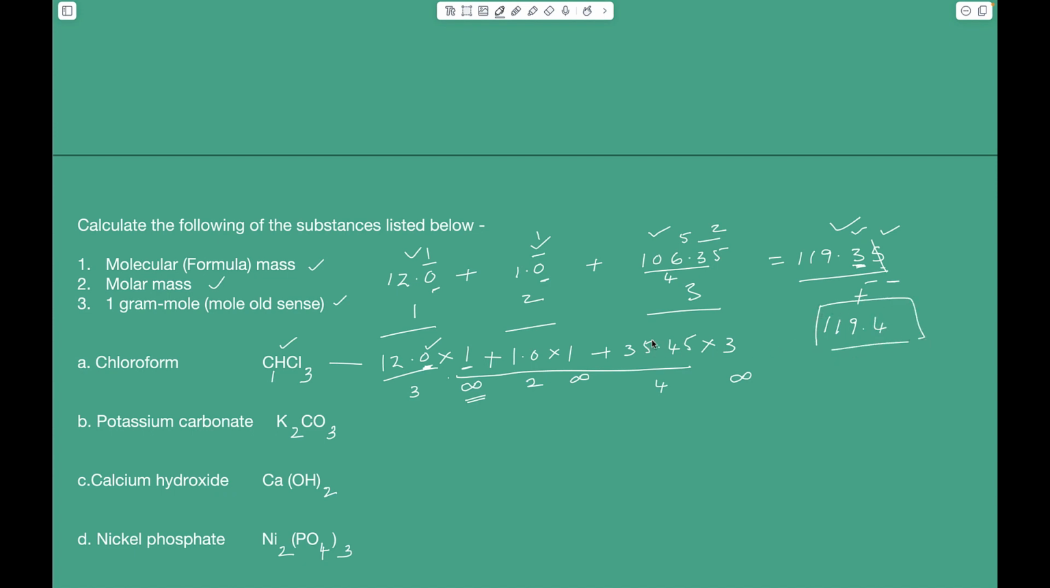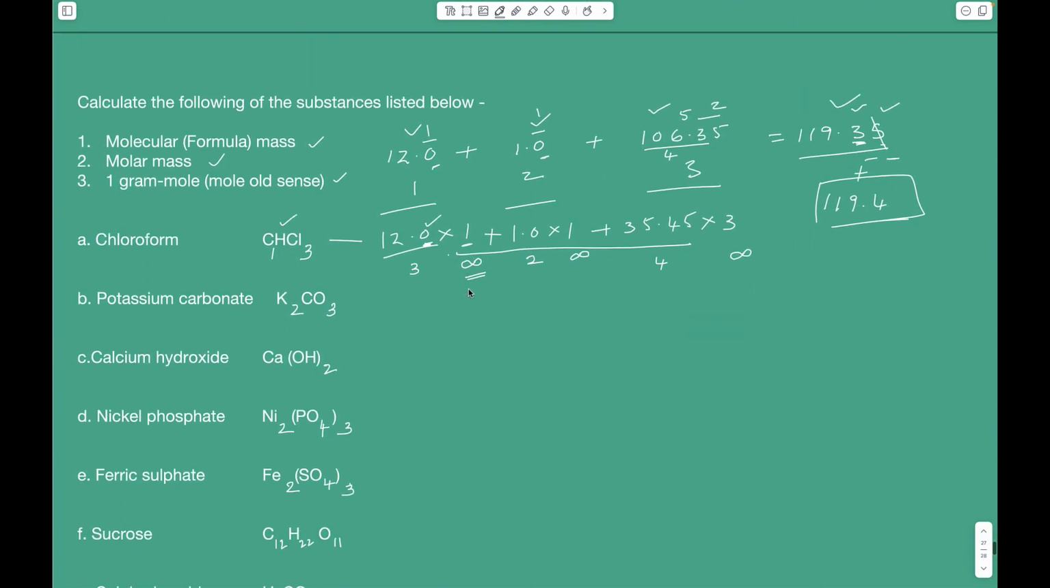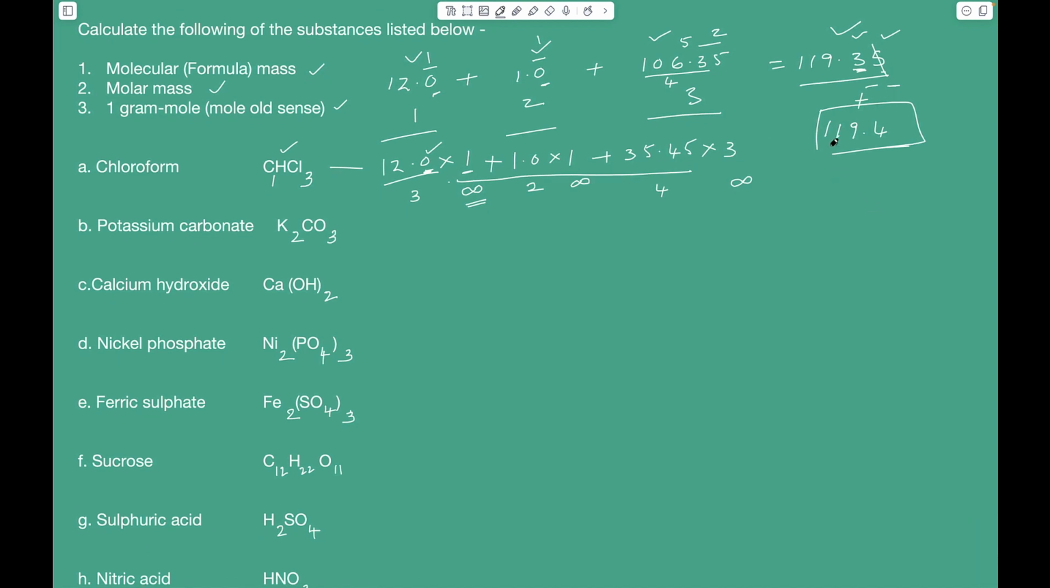So this is the molecular weight or relative molecular mass of chloroform given these atomic weights. Now if the molecular weight of chloroform is 119.4, then its molecular mass would be 119.4 U. That is the mass of a single molecule of chloroform. You simply have to express it in unified atomic mass units. And if you want its mass in kilograms for whatever reason, you know how to do that conversion.